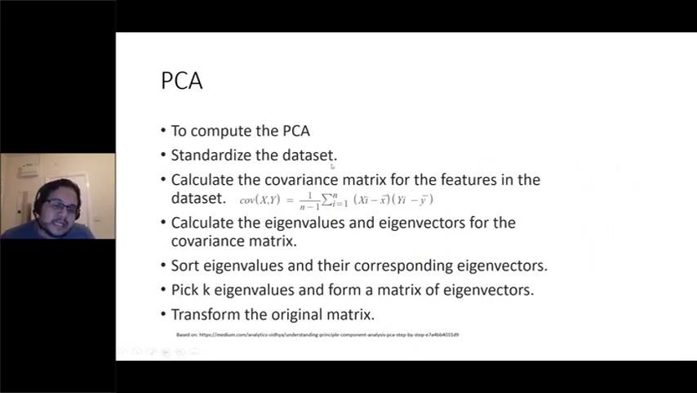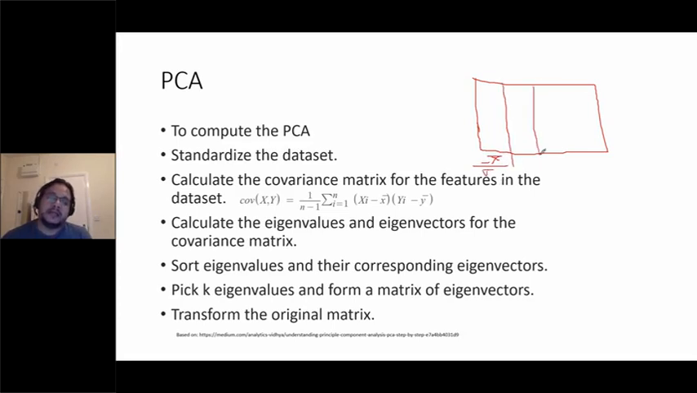So we standardize the data set, we normalize it. There are multiple ways of standardizing the data set. We have the data set here. We can just do minus the mean divided by the standard deviation, and we can standardize my data set.